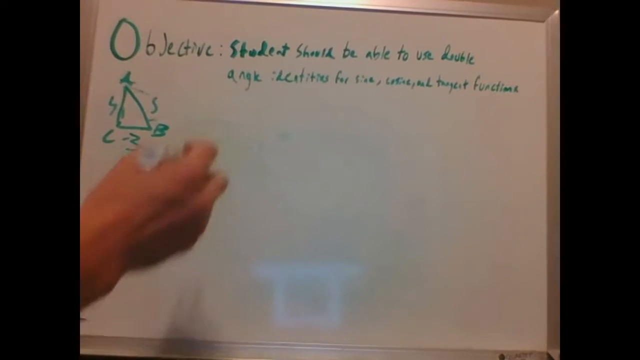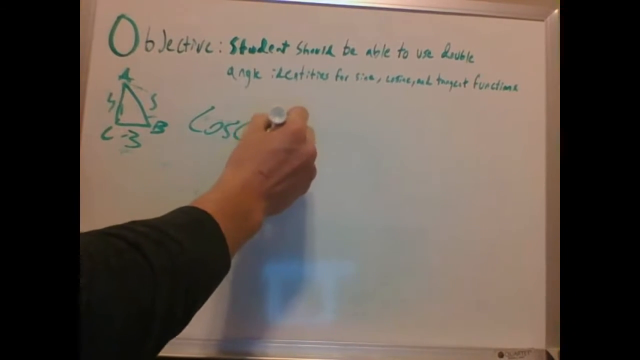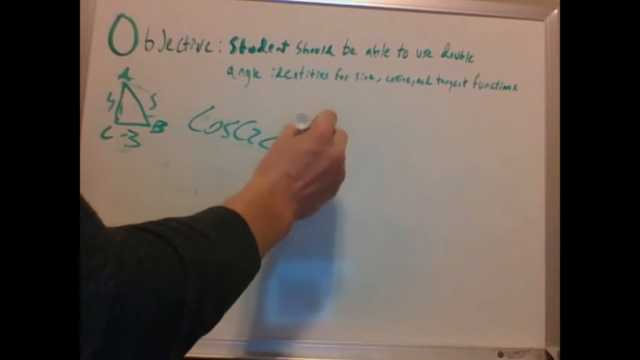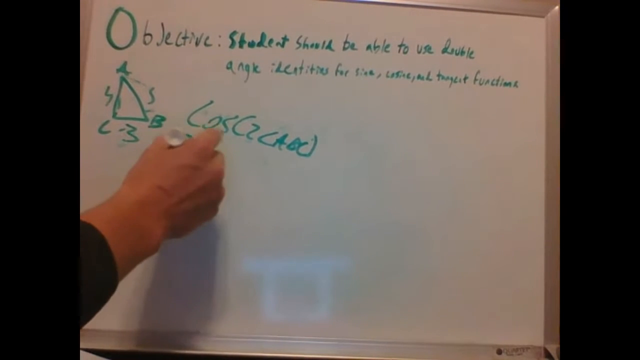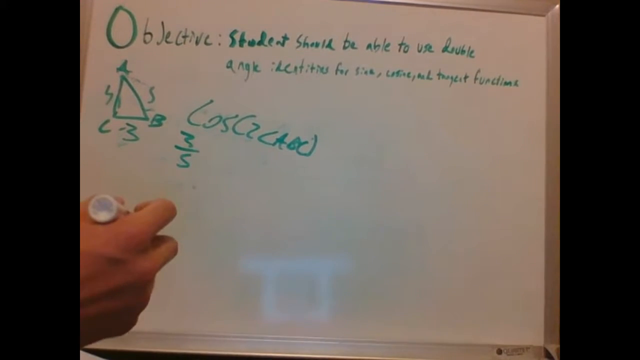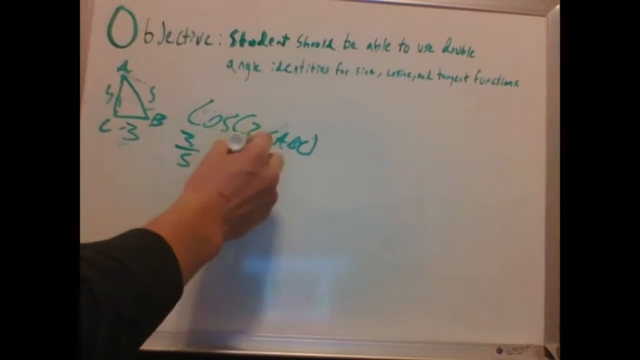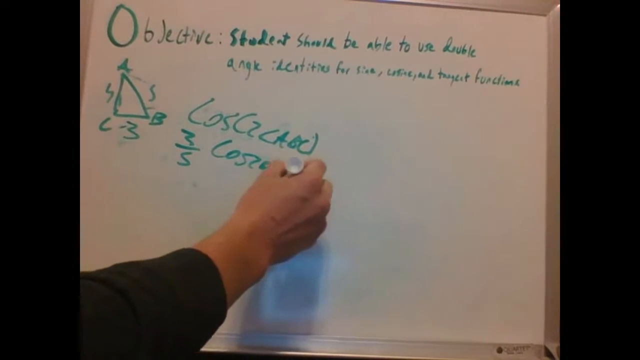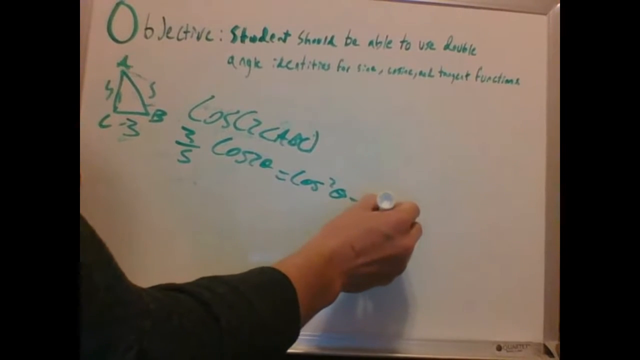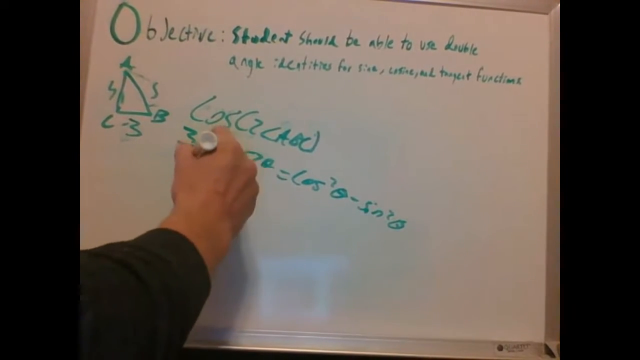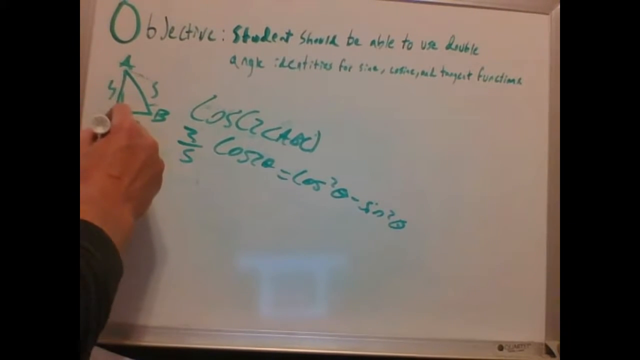And since we're going to be trying to find cosine 2 of the angle ABC, we have to find cosine first, which would be 3 over 5 because of SOHCAHTOA. And we're going to start with that. So we will have cosine 2 theta equals cosine squared theta minus sine squared theta. And sine will be, what, 4 over 5?